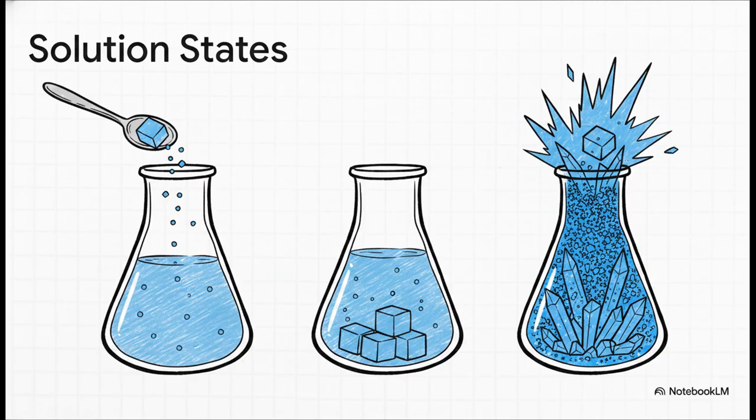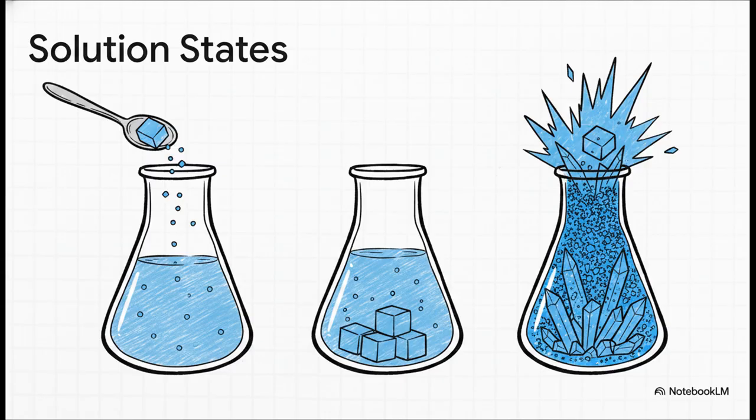This capacity limit actually gives us three distinct states. An unsaturated solution means there is still room at the end. If you add more sugar, it's going to dissolve. A saturated solution means the concentration has hit its absolute natural limit. If you add even one more single grain of sugar, it will literally just sink to the bottom and stay there. But then, there is the supersaturated solution.